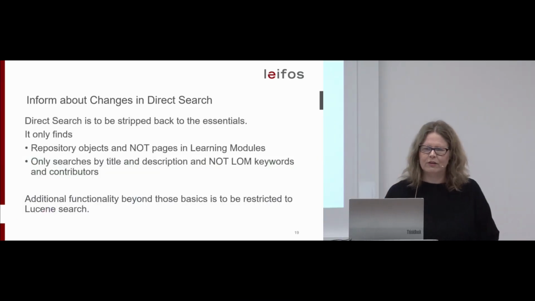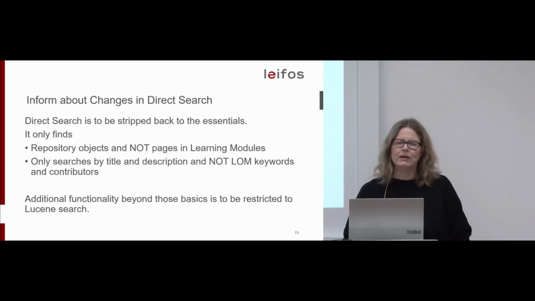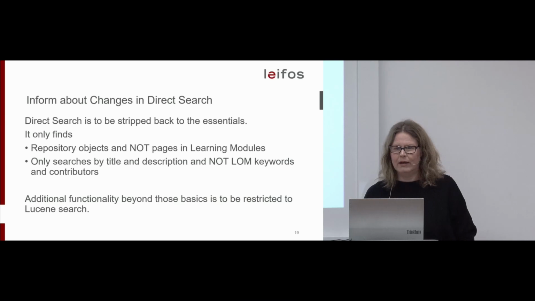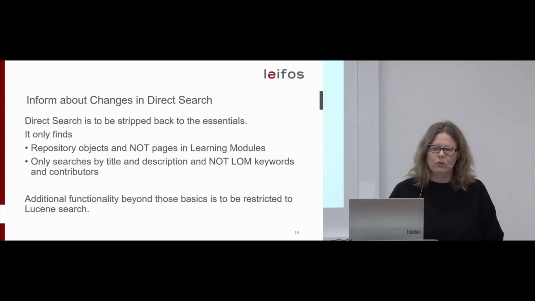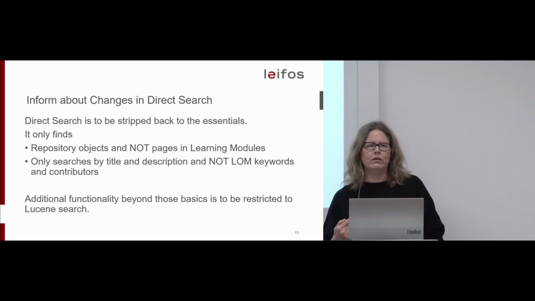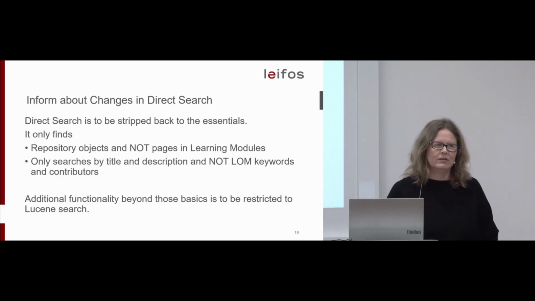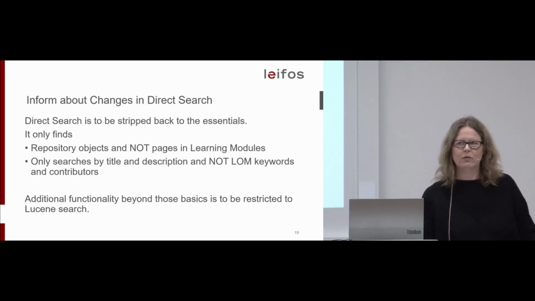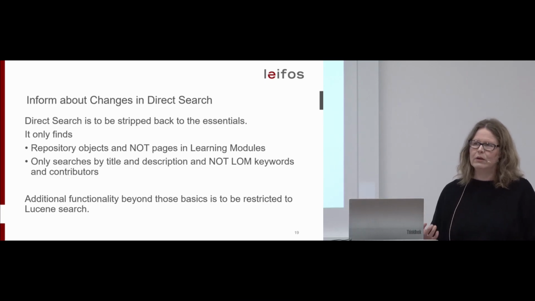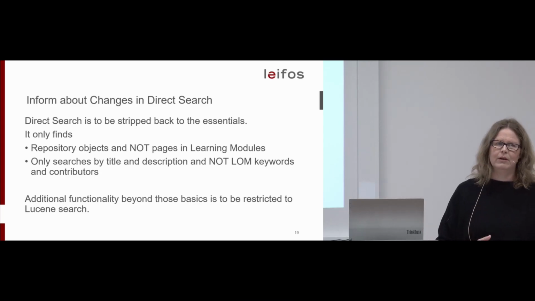So the direct search is about to be stripped back and will only find repository objects, proper objects, not sub-items like pages in a learning module, for example. And it will only search title and description and no longer search for LOM keywords or contributors. So this is something we would like to do to get the direct search afloat again and make it more maintainable and testable. I'm not sure how many people use the direct search.